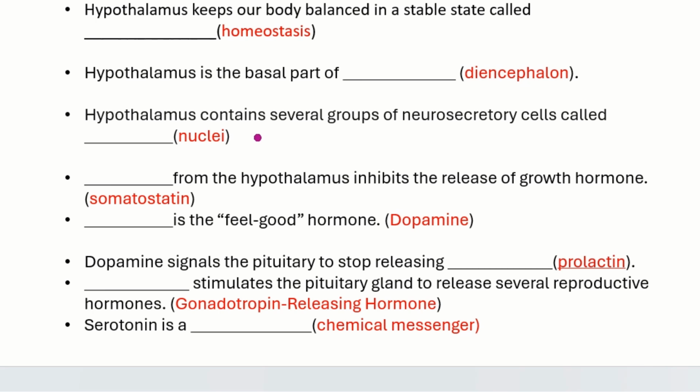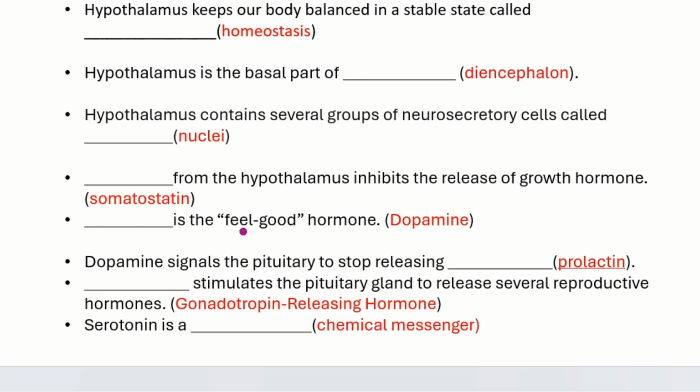Next one. The hypothalamus contains several groups of neurosecretory cells called dash. It is called nuclei. Nearly 15 members answered. Come to the next one. Dash from the hypothalamus inhibits the release of growth hormone. Which one? Only 2 answered. It is somatostatin.